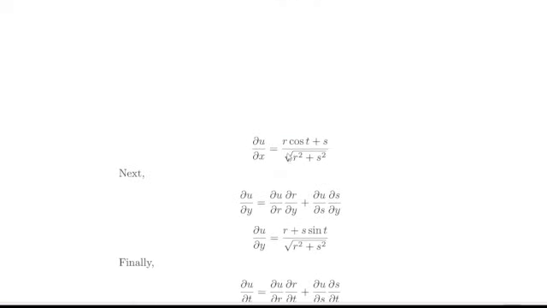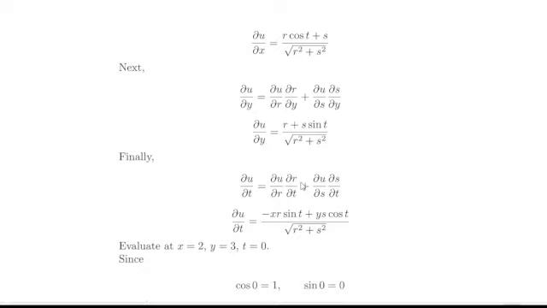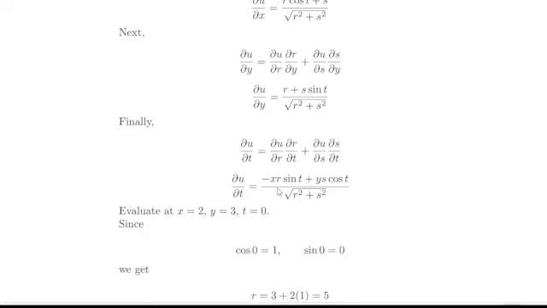And so we just need to replace everything and get partial of u with respect to x equals r cosine t plus s over the square root of r squared plus s squared. Similarly, for partial u with respect to y, that's r plus s sine t over the square root of r squared plus s squared. And then partial u with respect to t is negative x r sine t plus y s cosine t over the square root of r squared plus s squared.